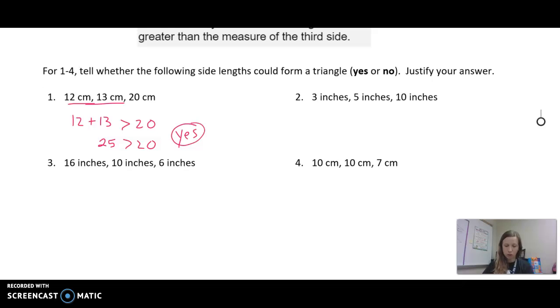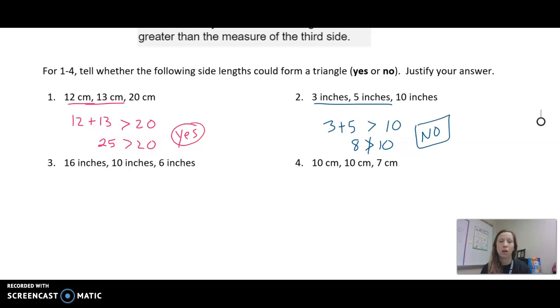So in example 2, we have 3 inches, 5 inches, and 10 inches. So we go with the two smallest, 3 plus 5, and the question is, is it greater than 10? So 3 plus 5 is 8, and I know that 8 is not greater than 10, so no, these would not form a triangle. There is no way that if we had three lengths of 3 inches, 5 inches, and 10 inches that they would be able to form a triangle.